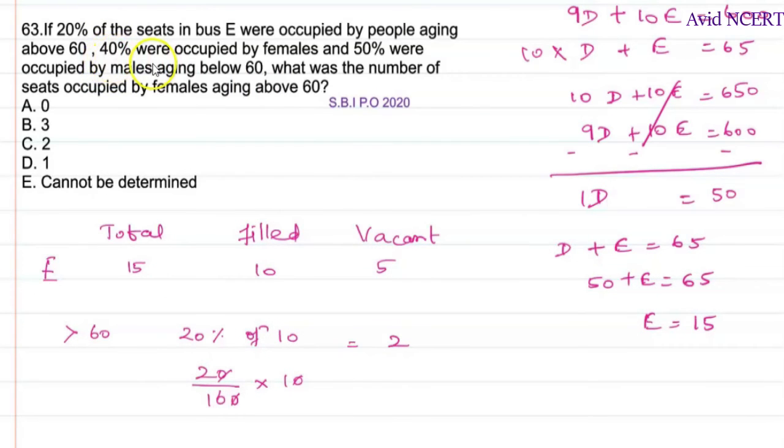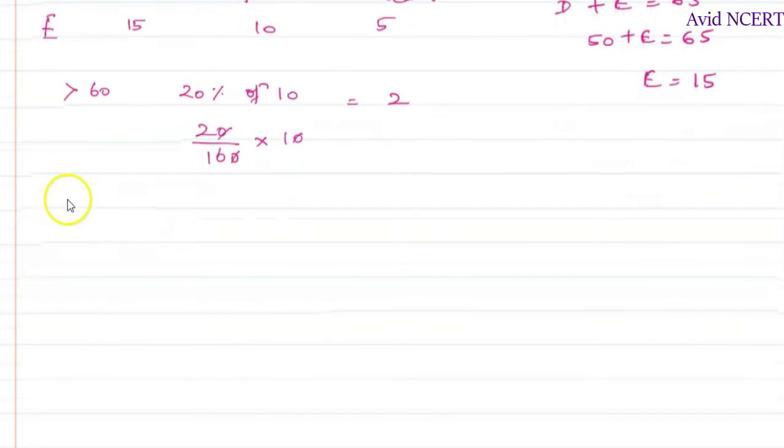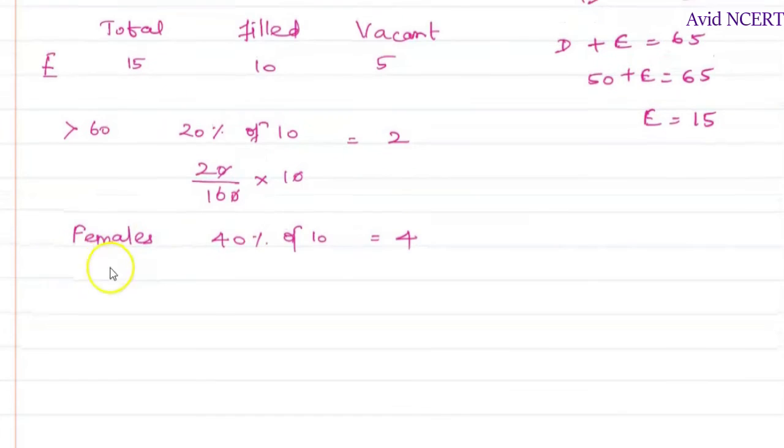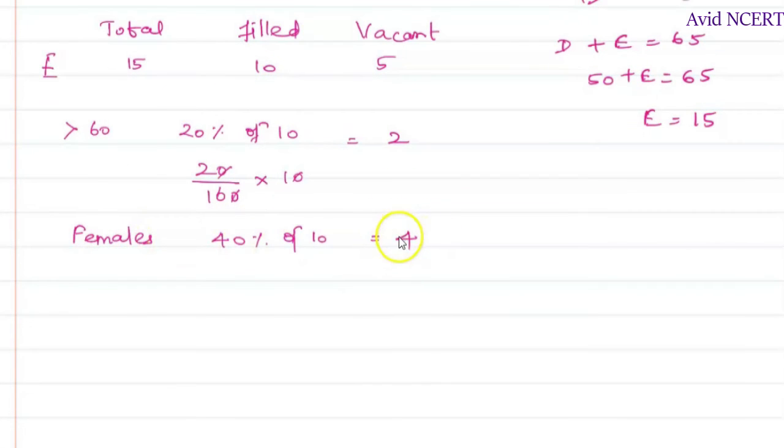From the second sentence, 40% of seats were occupied by females. So females occupied 40% of 10, which is 4 times 1, which is 4. Which means out of these 10 seats, females occupied 4 seats, so the remaining 6 seats are occupied by males.